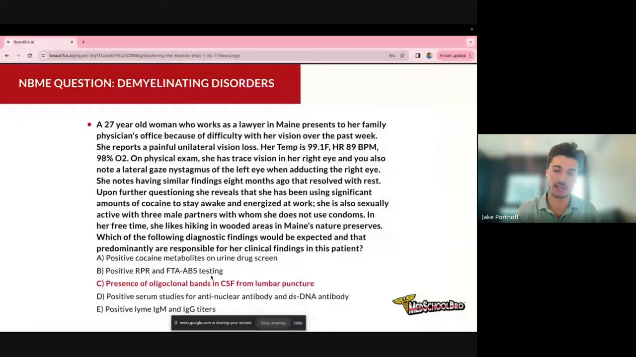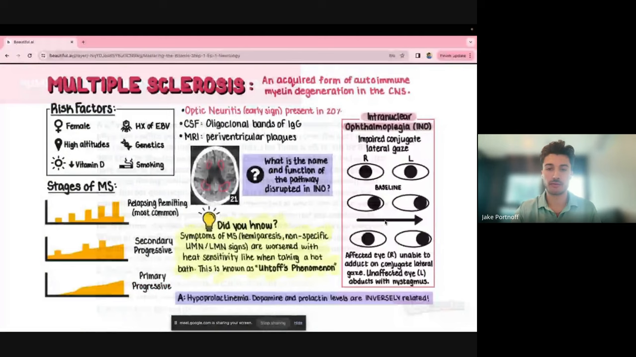And then positive Lyme IgM and IgG titers. That is your Lyme disease. What bug? Borrelia burgdorferi, guys. You're going to get that bullseye rash, your erythema migrans. And remember, guys, this can classically cause, in the late stages, third degree heart block. Okay? There we go. MS, that's the pathway there. And remember, these periventricular plaques on MRI, very, very buzzy and high yield too. Okay, guys?